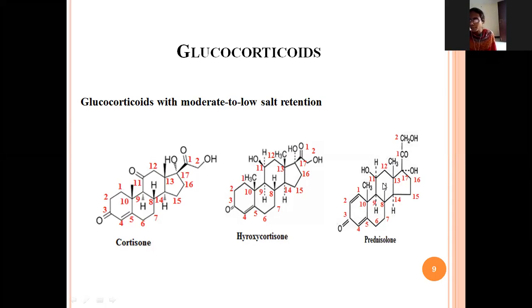This is the phenanthrene, cyclopentane, and third position oxygen group. In 11th and 17th position hydroxy groups are attached, and here in the 10th and the 13th position methyl group is attached. In the 17th position the 2-hydroxy acetyl is attached.